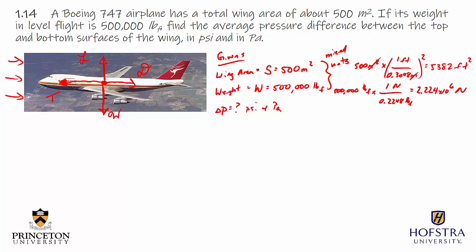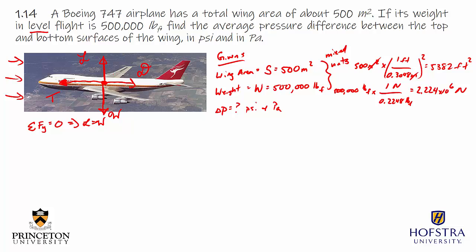Now, in our problem, we're told that we're in level flight. Well, if we're in level flight, the airplane is not moving up or down, and so if I were to just sum the forces in the y direction, it would have to equal 0, because again I'm not moving up or down, so the lift has to be balanced by the weight. So this just tells me the lift has to be equal to the weight.